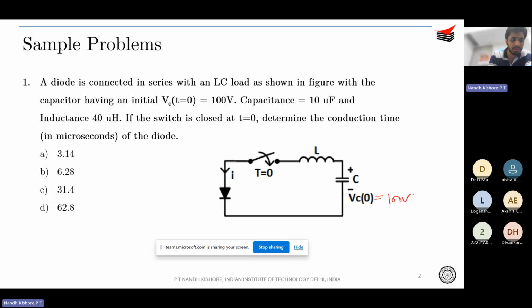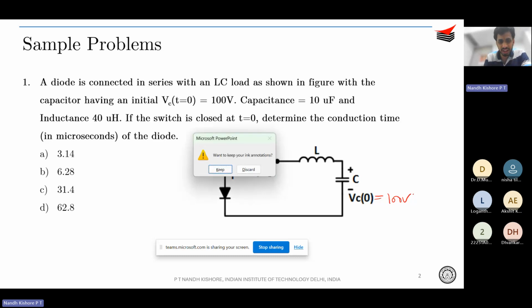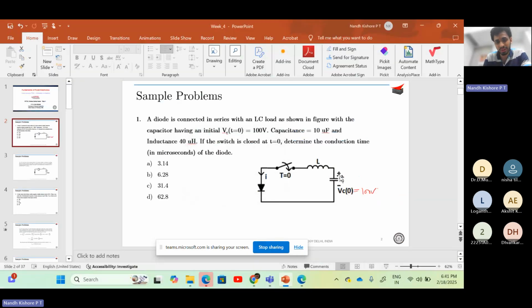Before we go into the numbers, can anyone tell how to solve this question? It's just an LC circuit. Before we solve this question, we can try to get the answer intuitively. Okay, we will try to get the answer intuitively. So if you have an LC circuit, what happens?